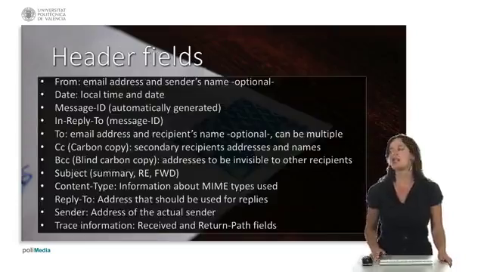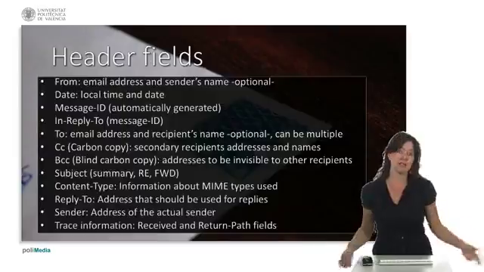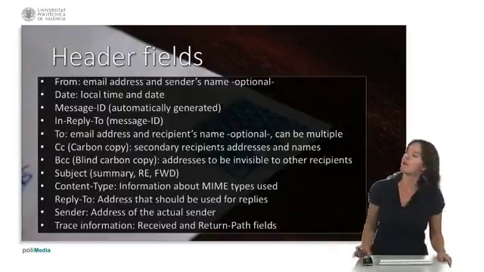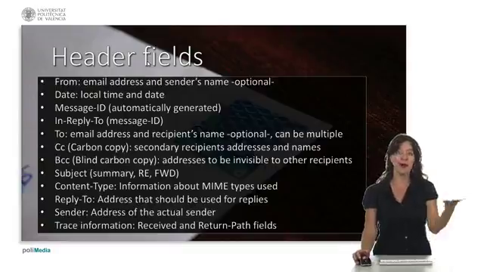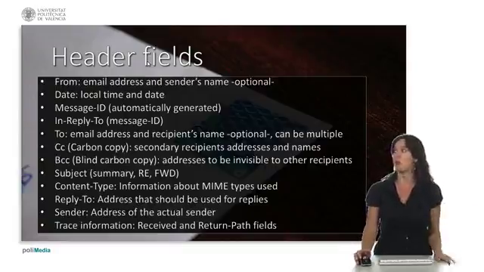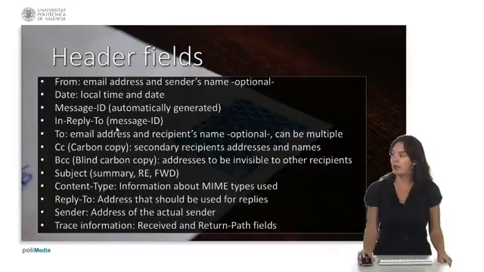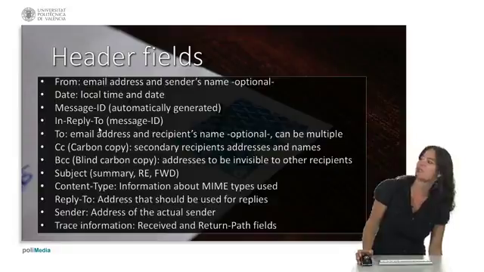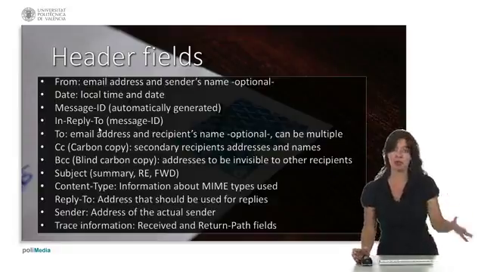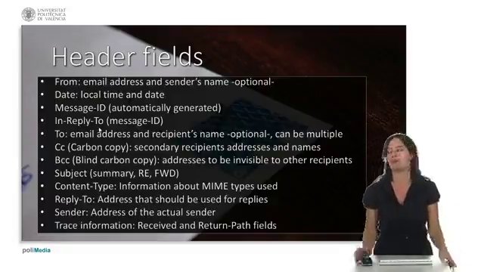So here on this slide you see a list of fields that are basically present in a header. Like we said, the from email address and sender's name, where this message is from, the date, local time and date, some automatically generated message ID, an address in reply to, the to email address and the receiver's name, a CC, for example, this is a carbon copy, and this is the secondary receiver's address and names, other people you want to send it to that you want to put in copy of the message.